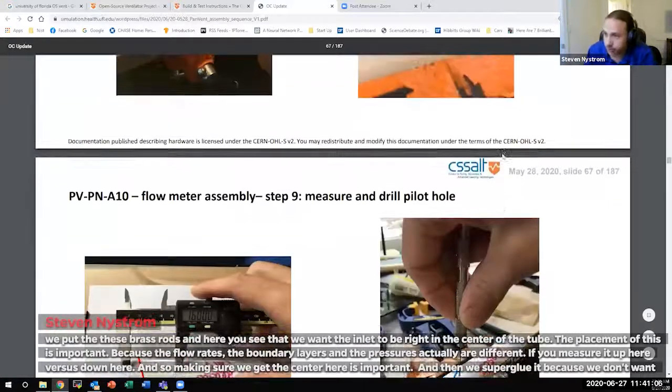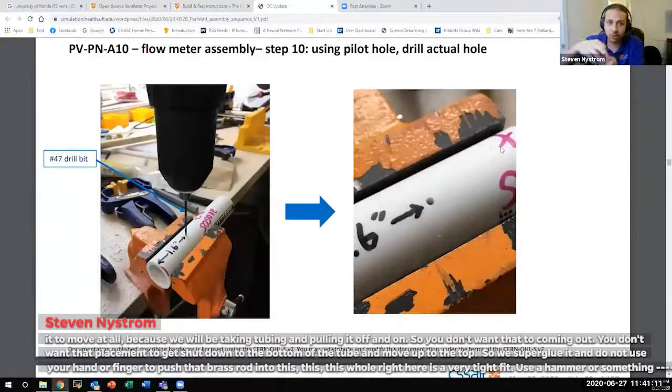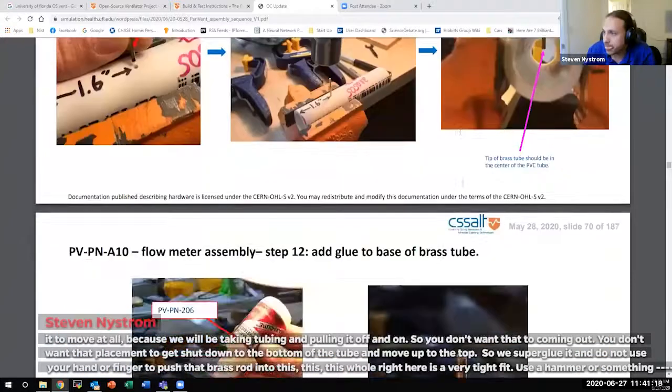And then we super glue it because we don't want it to move at all, because we'll be taking tubing and pulling it off and on. So you don't want that tube coming out. You don't want that placement to get shoved down to the bottom of the tube or move up to the top. So we super glue it.